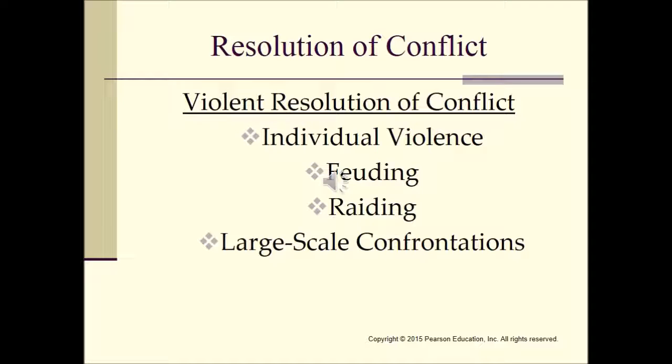Okay, so now violent resolution of conflict. It can result in individual violence. So this person is upset with this person and they engage in violence against each other. We see that in all types of these political organizations. Feuding and raiding we'll typically see in band and tribal political organization, where you've got one group feuding with another group. A lot of times it could be based on kinship, that sort of thing. And raiding would be moving into the other's territory and camp and taking things and coming back.